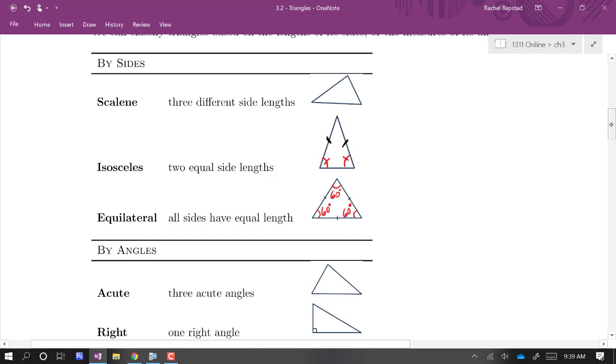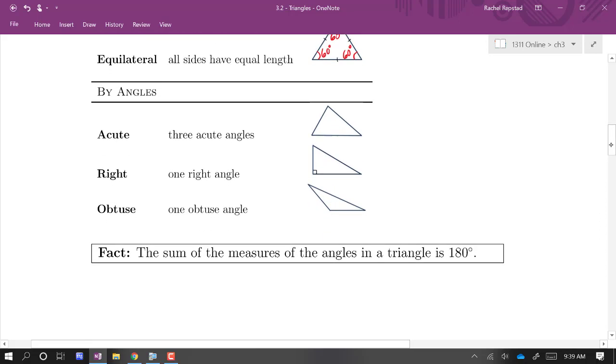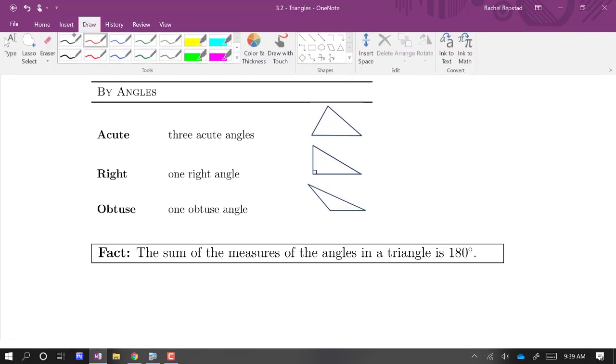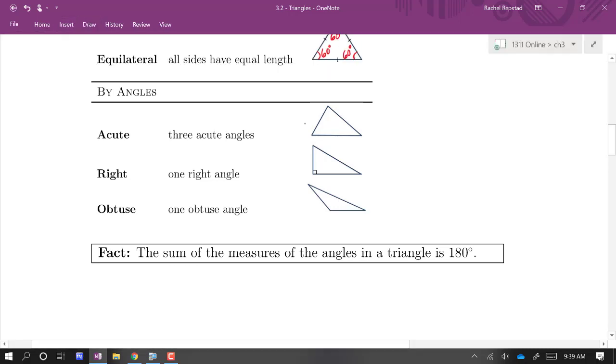We can also classify triangles by their angles. So an acute triangle has 3 acute angles. A right triangle has 1 right angle, and an obtuse triangle has 1 obtuse angle. So it has 1 angle that's between 90 and 180. And this fact at the bottom, of course, we're already very well aware of.